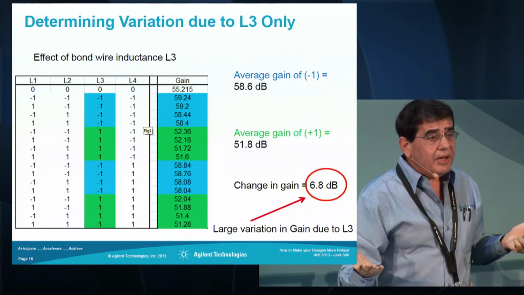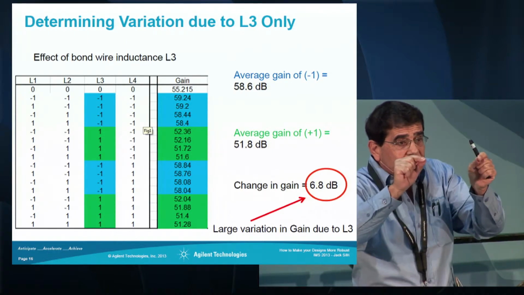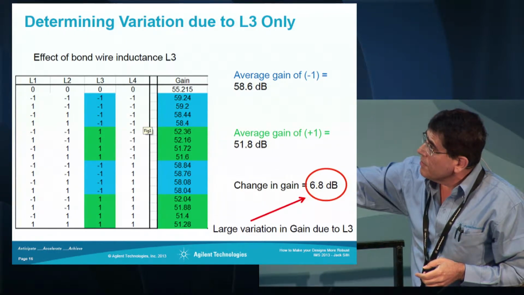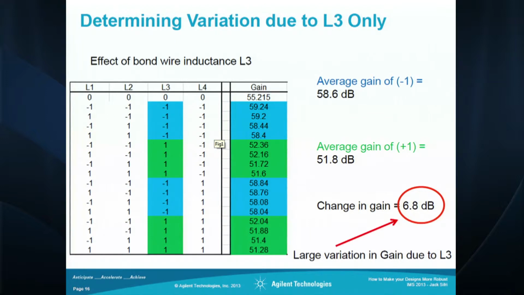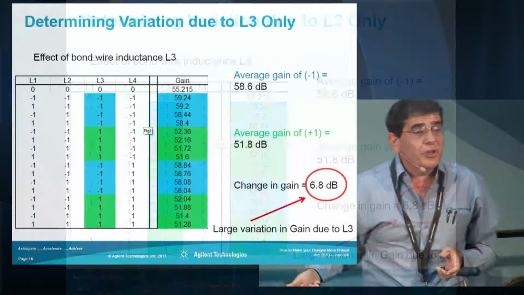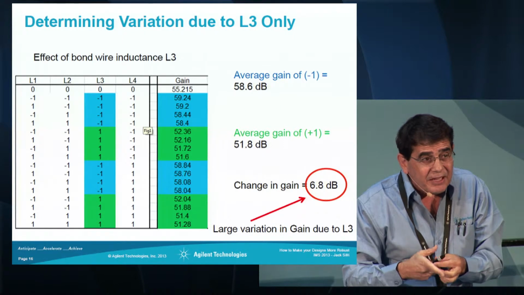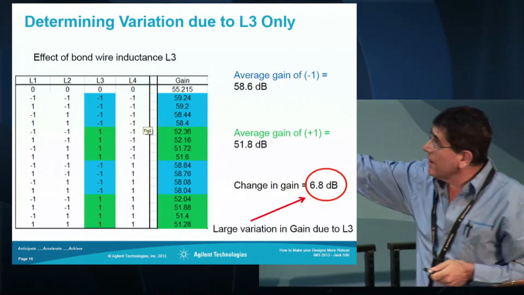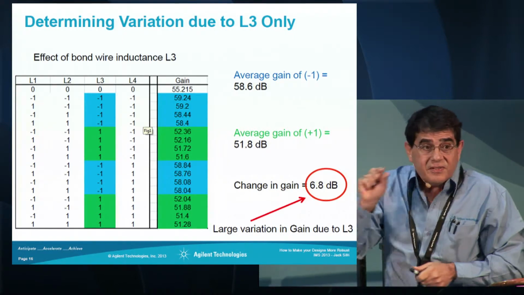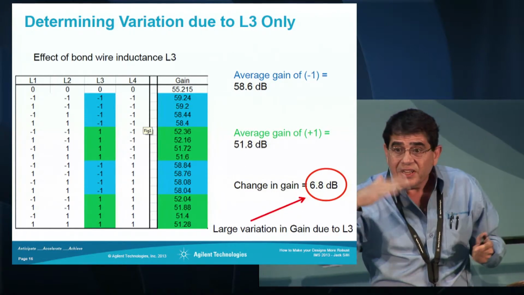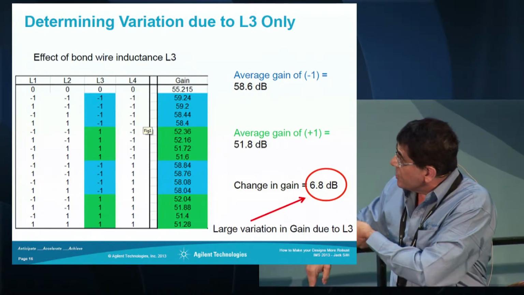Next, I take L3, the third inductor, and I do the same thing. I take all the minus ones, calculate the average gain, all the plus one, calculate the average gain, and the difference in the gain is 6.8 dB. Not 0.35, it's 6.8 dB now. Automatically, you know L3 is critical. The system is very sensitive to L3 because look at the change.